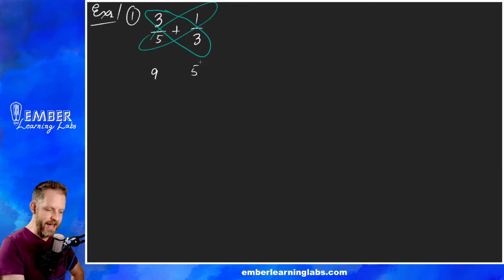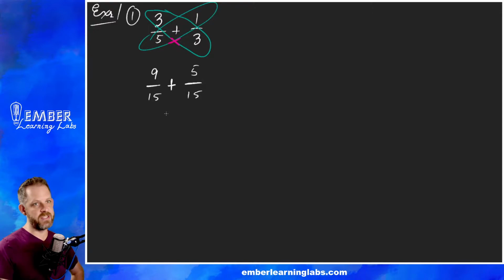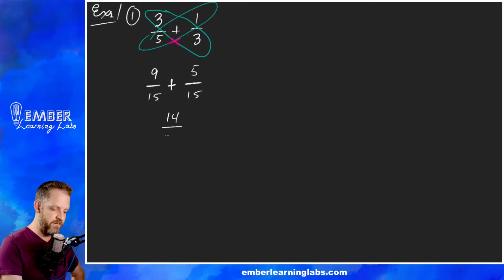For the last bit, we need to know what the denominator is going to be. In order to get the denominator, what we do is multiply the two denominators together. So 5 times 3 is 15. Now we have 9/15 plus 5/15, a like denominator. Now it's just like the last lesson that we did. So 9 plus 5 is 14. We keep the denominator the same, 14/15.